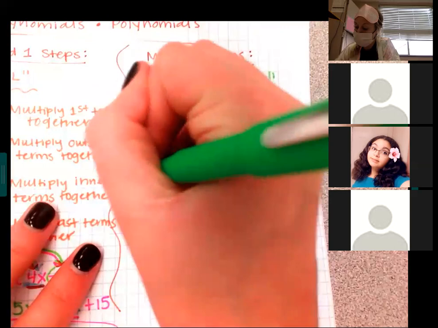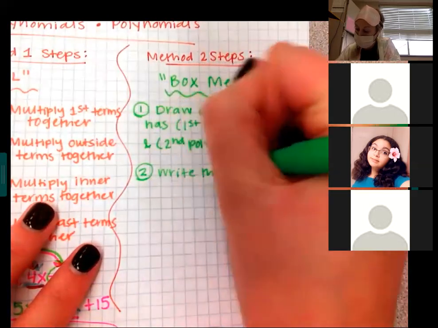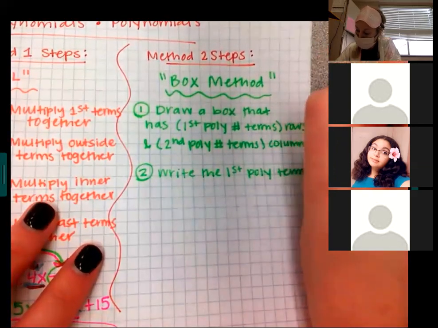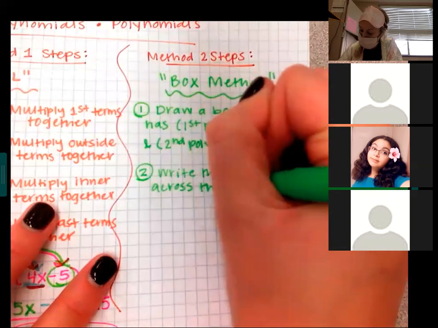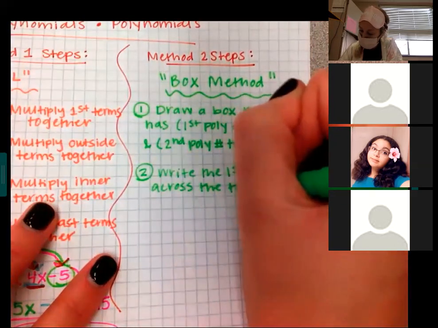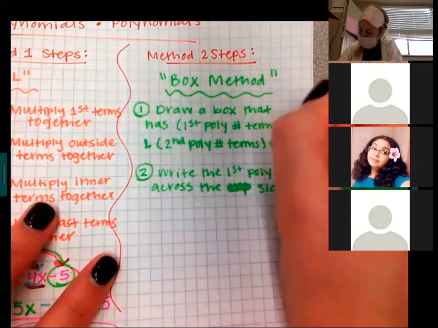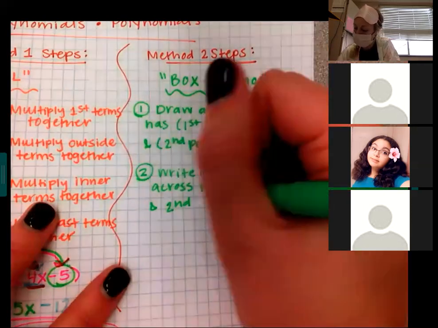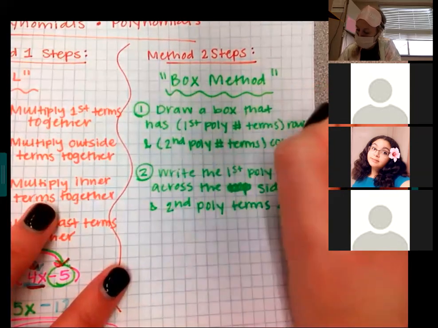That's the only step. That's the first step. So then the second step, you're going to write the first poly terms across the top, because we made that the rows. I lied. Across the side. And second, it really doesn't matter. I'll show y'all. And the second polynomial's terms across the top.